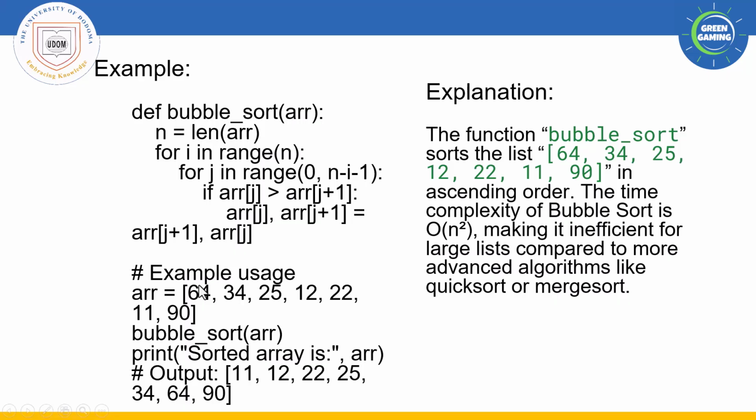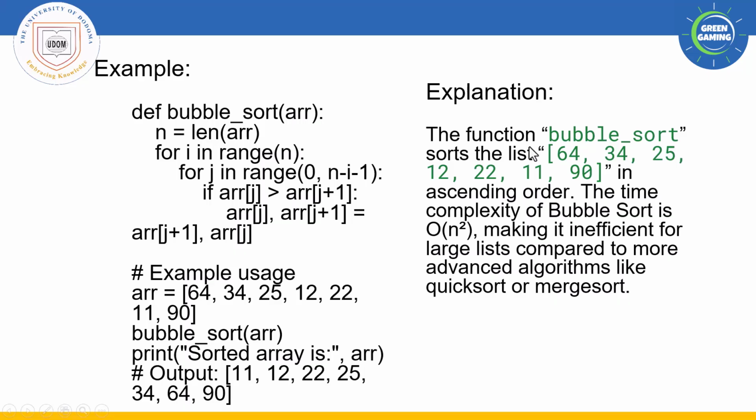So it swaps. Again, 64 with 25: 64 is larger, swap. Again, 64 with 12: 64 is larger, swap. 64 with 22: swap. 64 with 11: swap. 64 with 90: 64 is not greater than 90, so we are not swapping this, right? So we have 34, 25, 12, 22, 11, 64, and 90 at the first outer iteration. Also 34 will compare with everything here, so it will go through each of them.